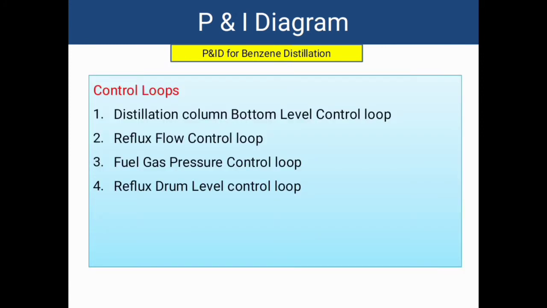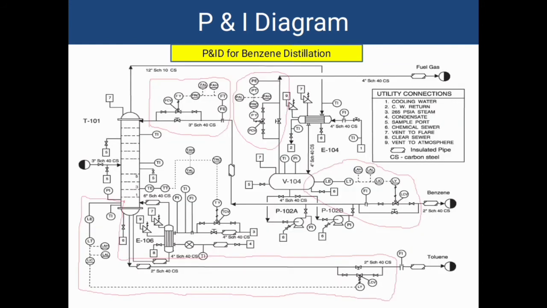And next we can see how many loops are there. There are 4 control loops provided in this P&ID. The first one is the distillation column bottom level control loop, then the reflux flow control loop, the fuel gas pressure control loop, and the reflux drum level control loop. Here the distillation tower bottom fluid level is maintained. It is measured by the level indicating element LE.